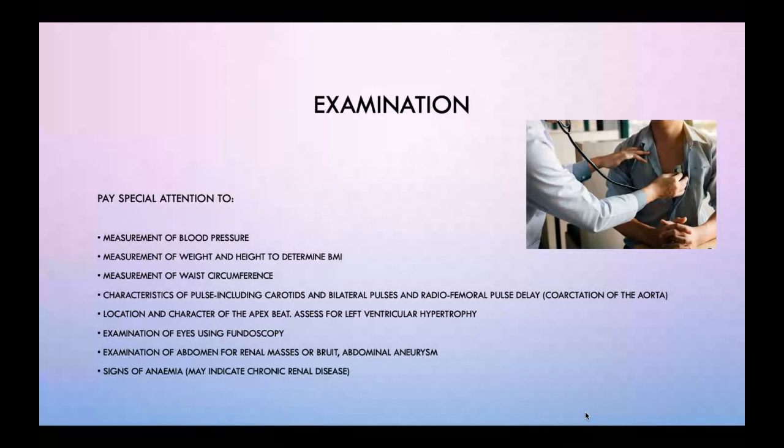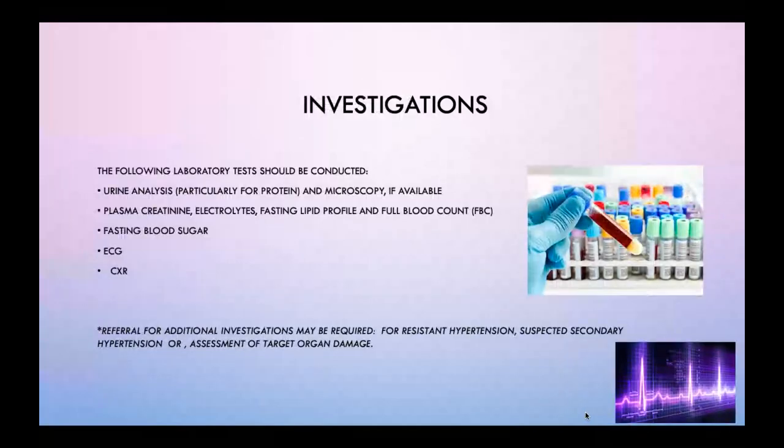Location and character of the apex beat to assess for left ventricular hypertrophy. Examination of the eyes using fundoscopy, and examination of the abdomen for renal masses or bruit or abdominal aortic aneurysms. Signs of anemia may indicate chronic renal disease.